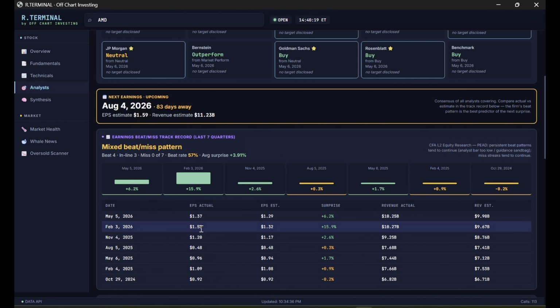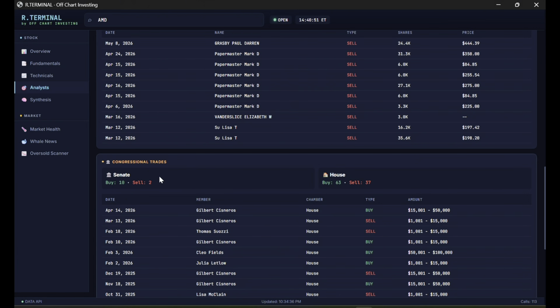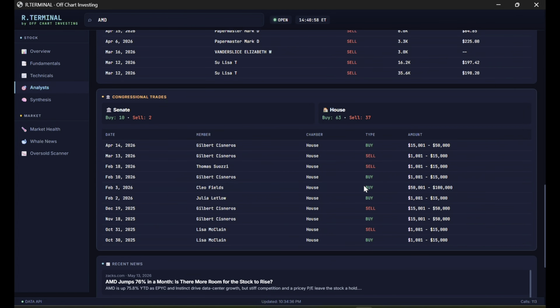the numbers of the actual revenue. The growth per quarter is a bit modest versus NVIDIA, which is something as well that I look at. So I'll continue here and then I'll take you to the actual revenue per quarter growth. Now, when you look at insider, again, it's more selling, 350 million shares sold versus 324 bought. In the Senate, it's less popular, so 10 bought, 2 sold. In the House, 63 bought, 37 sold.